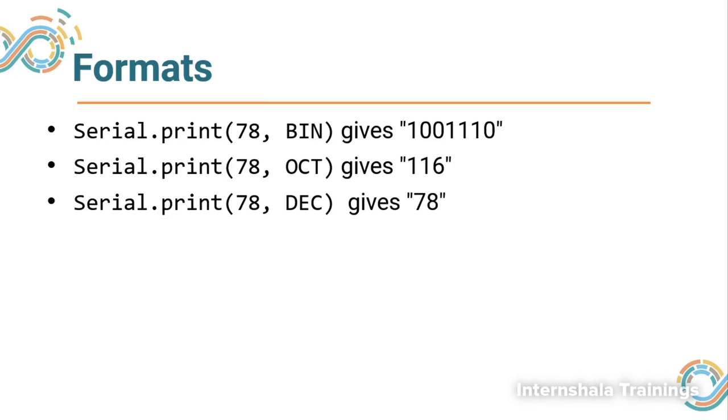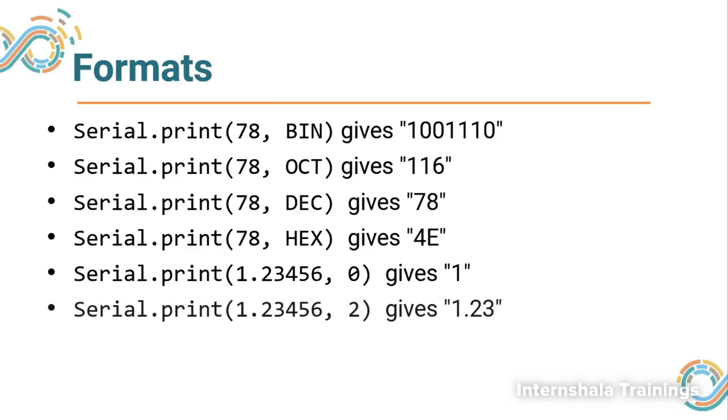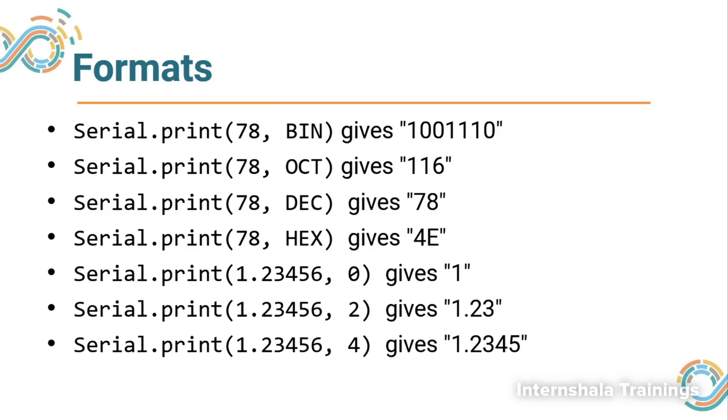You could have done Serial.print of 1001110 as decimal or octal. You can try those things. Now hexadecimal also can be printed. Then we can also say up to how many decimal places I want to print. Up to 0 decimal places means everything on the right side of the decimal will not be printed. Up to 2 decimal places or up to 4 decimal places, you can decide how much you want to print. Let us have one example where we will involve 2-3 functions of serial communication.